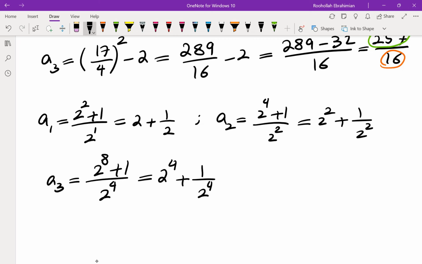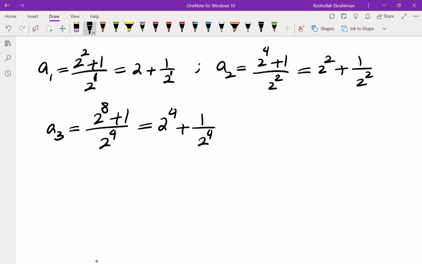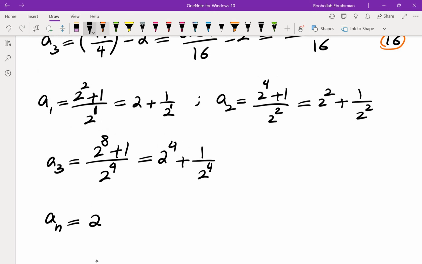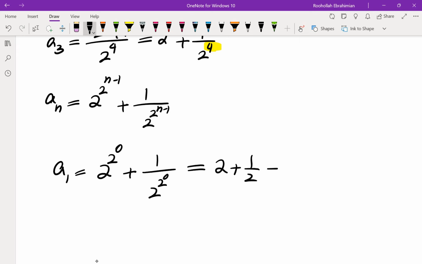Okay, so if you think about this one, it becomes pretty clear what the pattern is. a_n seems to be 2 to the power of 2 to the power of n minus 1, plus 1 over 2 to the power of 2 to the power of n minus 1. If you look at these exponents, you have 1, 2, and 4. So those are in fact powers of 2. So let's check and see if that is in fact correct. a1 is 2 to the power of 2 to the power of 0 plus 1 over 2 to the power of 2 to the power of 0, which is 2 plus 1 over 2, 5 over 2. So that checks out with what we had.